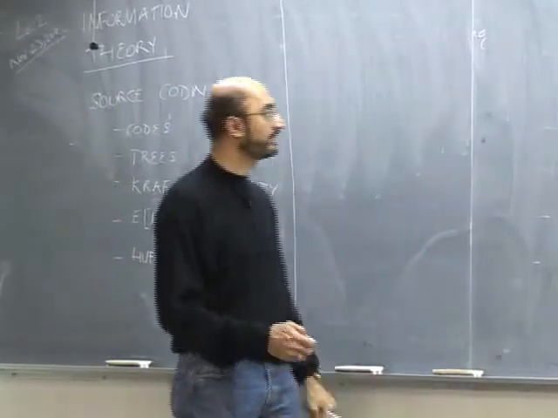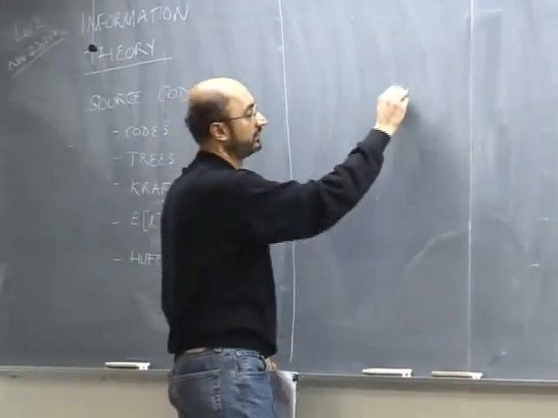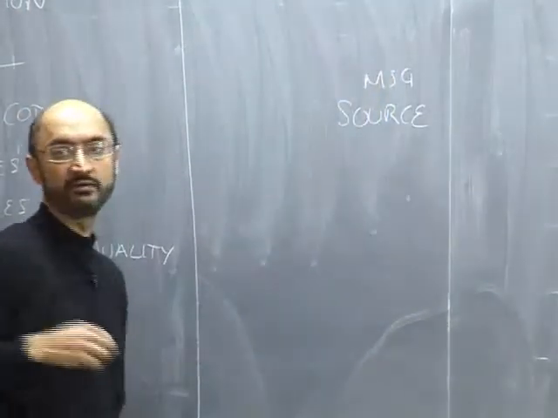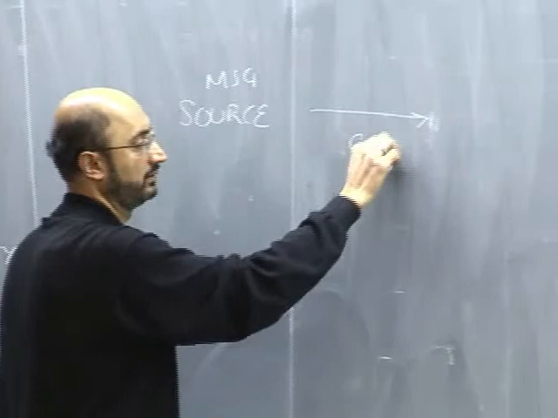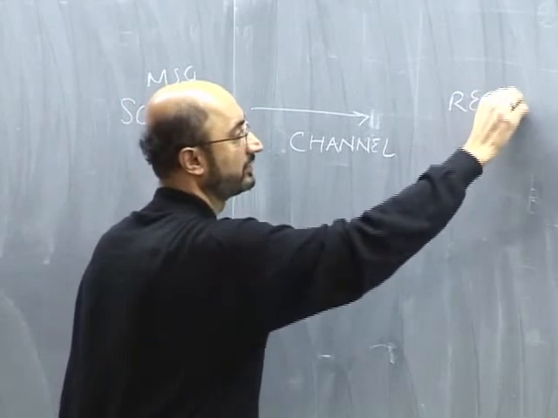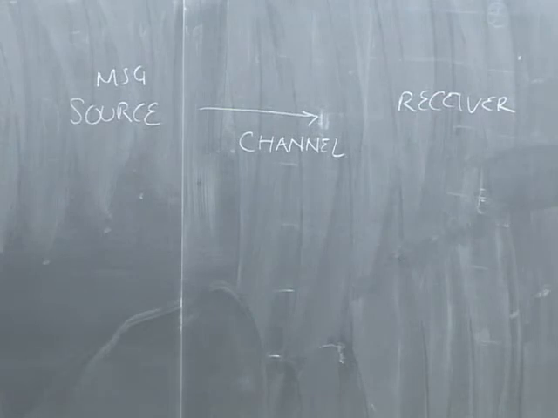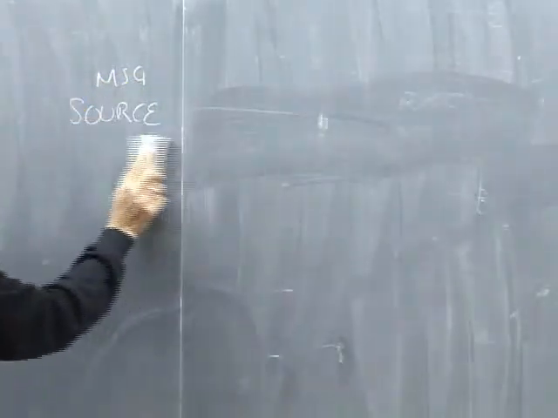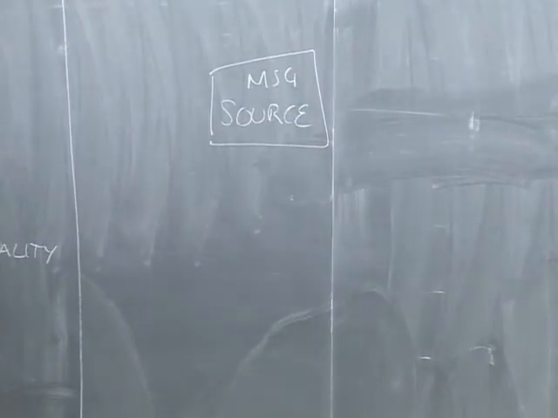So let me start again and remind you that we have this notion of a message source, which is creating messages that are going to be sent on some channel to one or more receivers. And this is always going to be the model for information theory. Today we're going to ignore the channel and ignore the receivers and focus purely on the source, and that's why we're calling it source coding, because we're focusing only on the source.